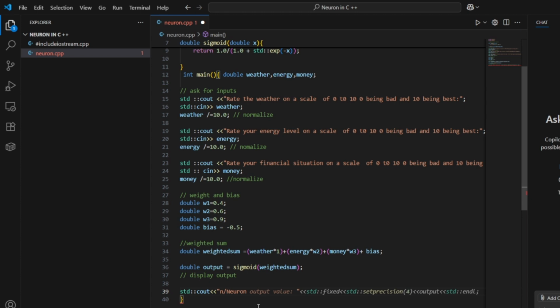Finally, we let the neuron make a decision based on the output. Anything above 0.5 means a green light. Below 0.5 means stay home. This is the simplest way to translate probability into a yes/no decision.